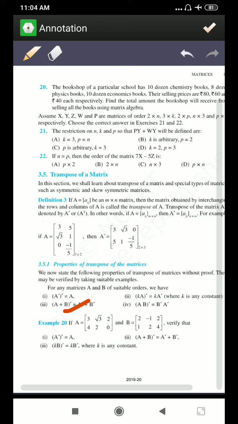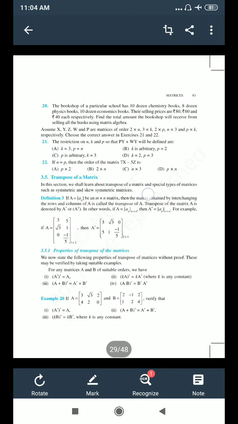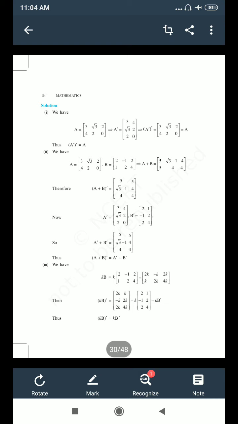Similarly, you have to verify A plus B transpose is equal to A transpose plus B transpose. I'm not going to explain any one of them. I will explain in the exercise because these all are very simple questions. So from the NCERT, you can try yourself.